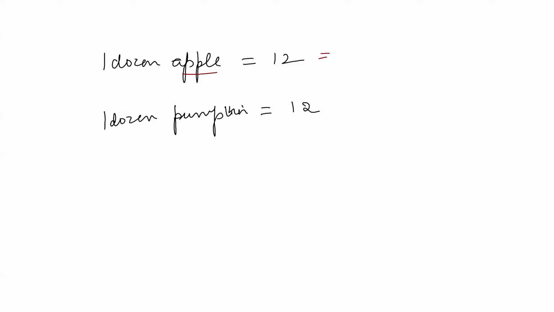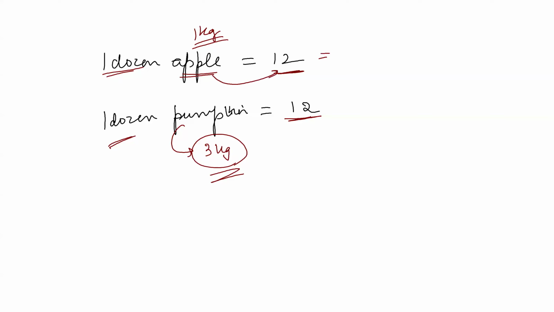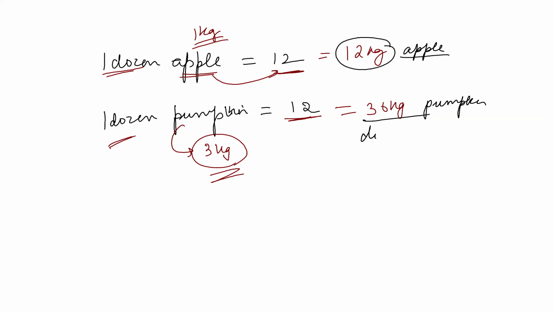But apples are generally smaller in size. Even the heaviest apple on earth would be lighter than the pumpkin. So if one apple weighs, let's say, 1 kg, one pumpkin will definitely weigh 3 kg normally. Number wise they are the same, but the mass of 1 dozen apple will be 12 kg, and here it is going to be 36 kg. So we'll have 12 kg apple and 36 kg pumpkin. That's the dozen mass.